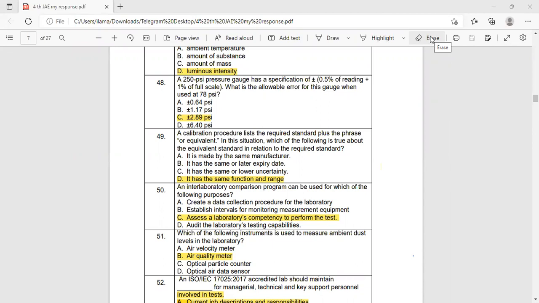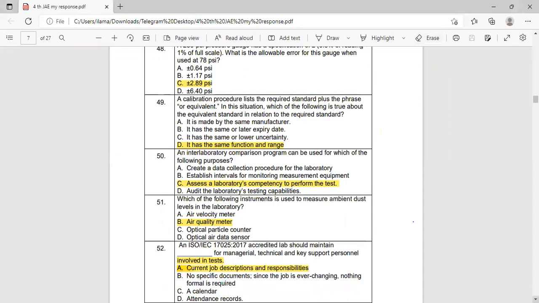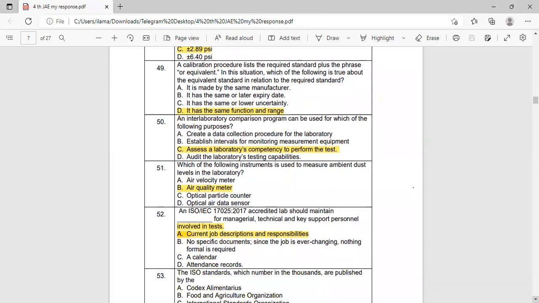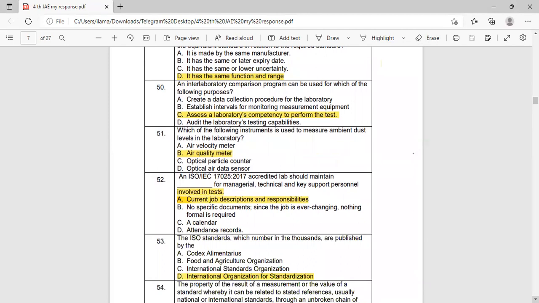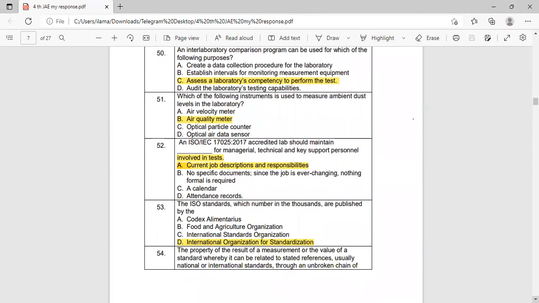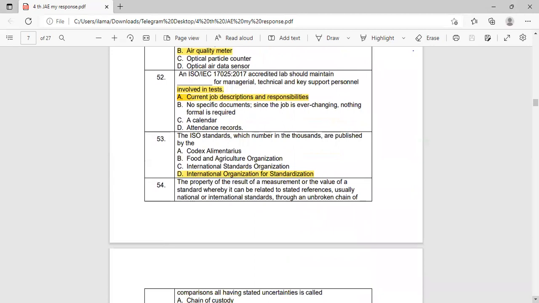Which of the following instruments is used to measure the ambient dust levels in the laboratory's air? Air quality meter. Next, an ISO/IEC 17025:2017 accredited lab should maintain current job descriptions and responsibilities for managerial, technical, and key support personnel involved in the test. The ISO standard, whose numbers run in thousands, is published by ISO, the International Organization for Standardization.